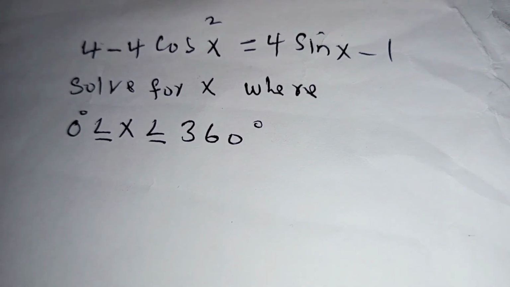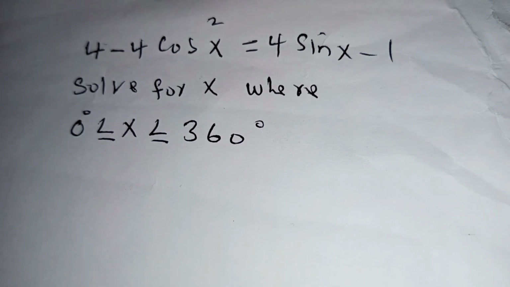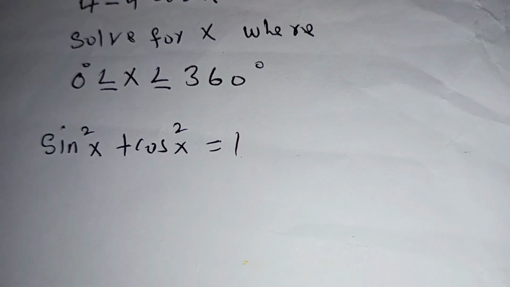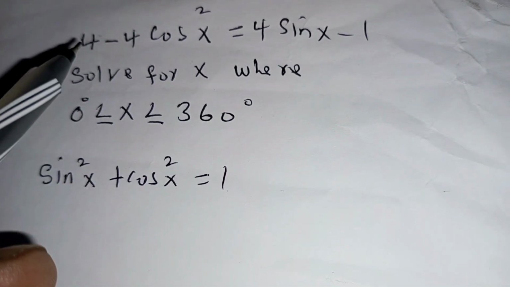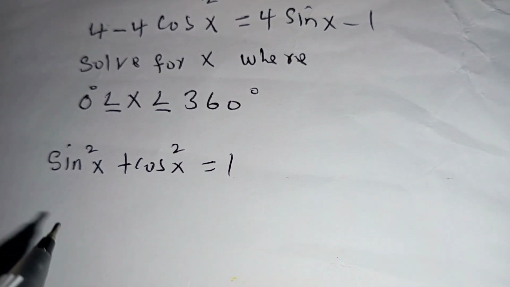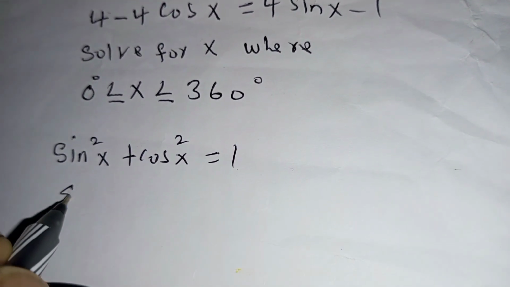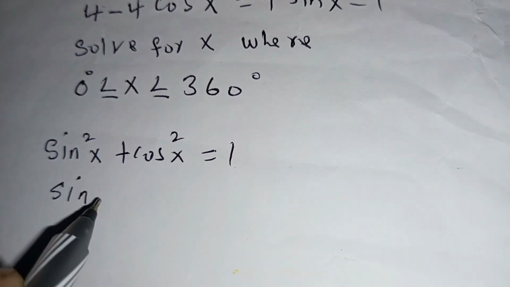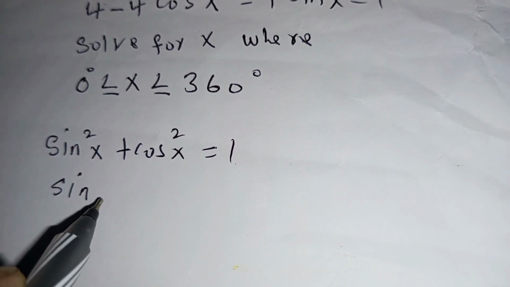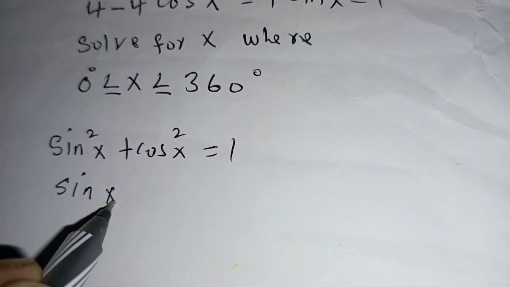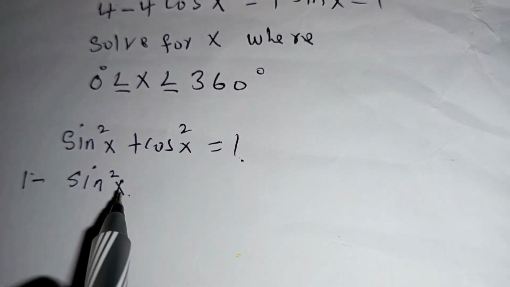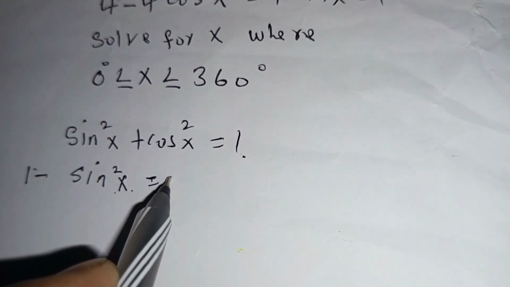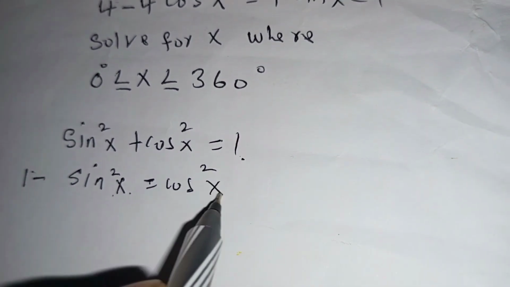Step number 1 is to make use of this identity: sin squared x plus cos squared x is equal to 1. Now, from the given equation here, you have cos squared of x, meaning that we can subtract sin squared of x from both sides, so that on the right hand side we shall have 1 minus sin squared of x, this one being equal to cos squared of x.